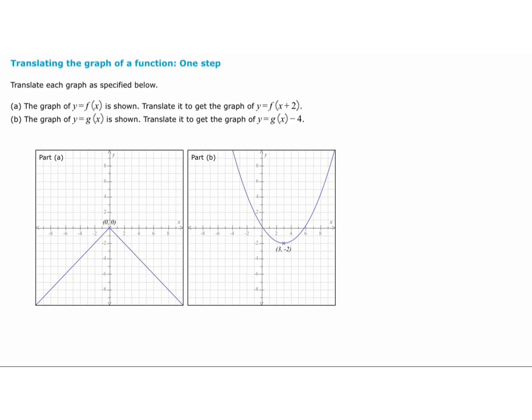So part A says the graph of y equals f of x is shown. Translate it to get the graph of y equals f of x plus 2. So if you remember from the 2.6 notes, when we see a constant added to the x inside or embedded in the function like this, we are dealing with a horizontal shift. And we talked about this in the video in 2.6 that an addition in the horizontal shift is actually going to be a movement to the left. So this is going to be left 2.